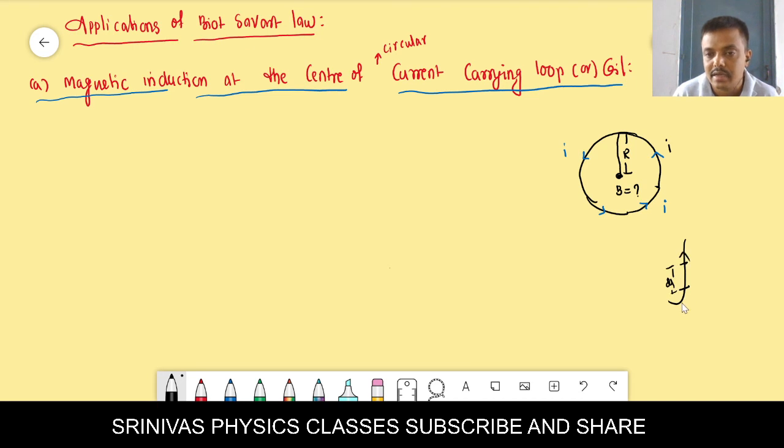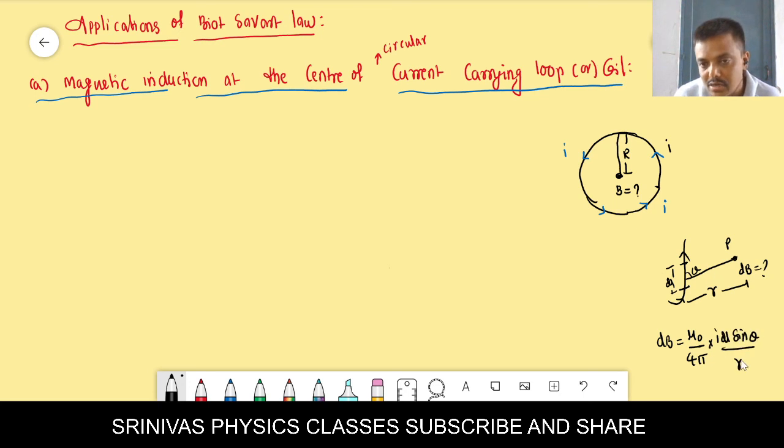This is the current carrying wire, and this is the point P. Here I want to find out the magnetic induction. That point's distance from the element is r. This angle is theta. At that moment the dB formula is what? Somebody tell me, have you remembered? Just now the Biot-Savart law was completed. dB equals mu naught by 4 pi into I dl sine theta by r square. This is the formula that we have to apply, right?